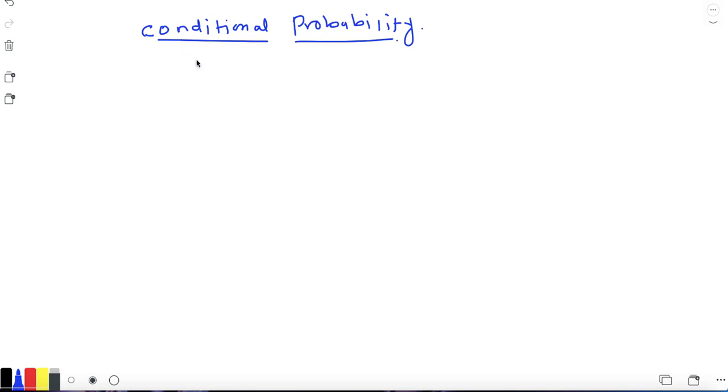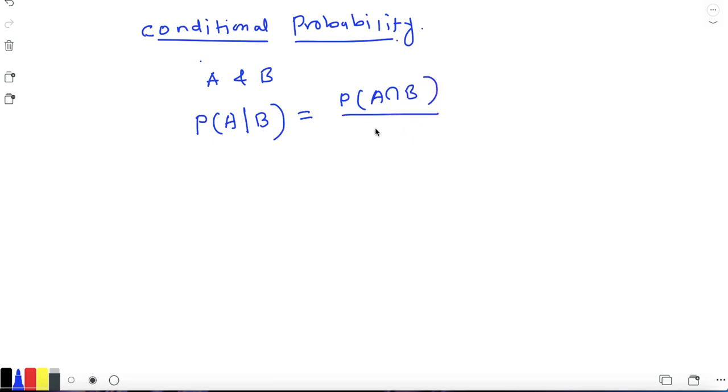Probability. Let's say we are given two events, event A and event B. So the conditional probability says: what is the probability of event A occurring given that event B has already occurred? The definition of conditional probability is: probability of event A occurring given that event B has already occurred is equal to probability of A intersection B divided by probability of B. That's the definition of conditional probability.